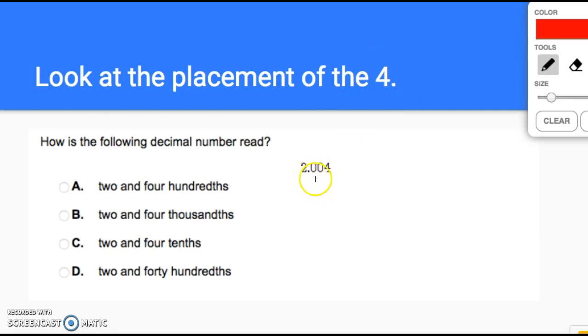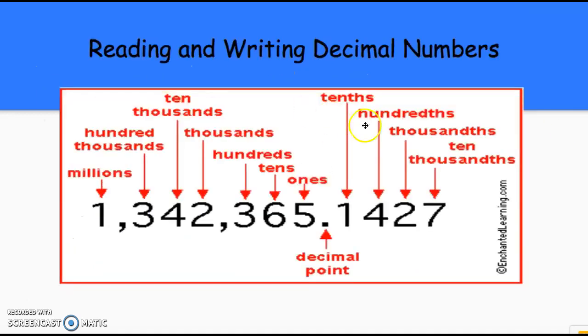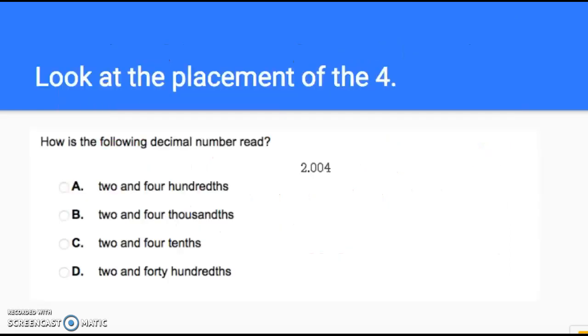We start here and we go over 1, 2, 3. 3 places to the right of the decimal. I'm going to go back to this chart here, look at your decimal point and go 1, 2, 3. What place value is that? That is in the thousandths place. So we have no value in the tenths, hundredths, just to the thousandths, so this is read as 2 and 4 thousandths. So our correct answer here would be B, 2 and 4 thousandths, not 4 hundredths, because if it were 4 hundredths, this would look different.